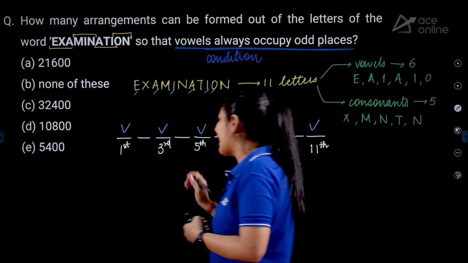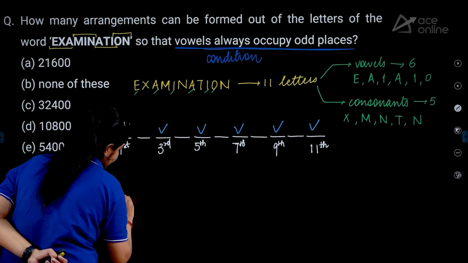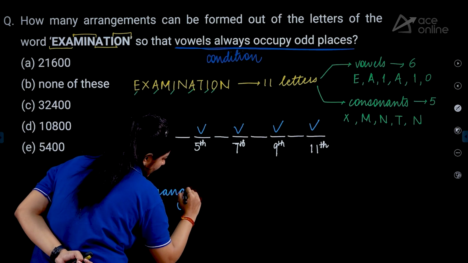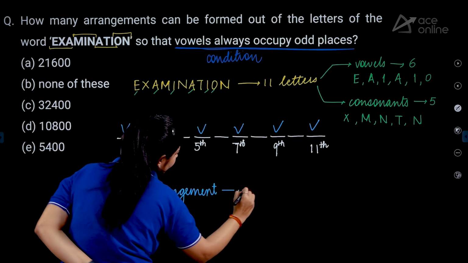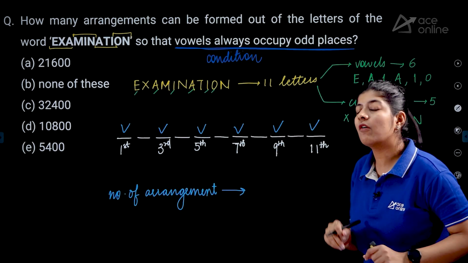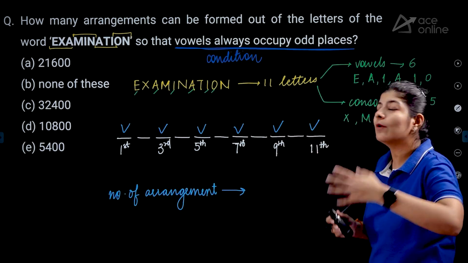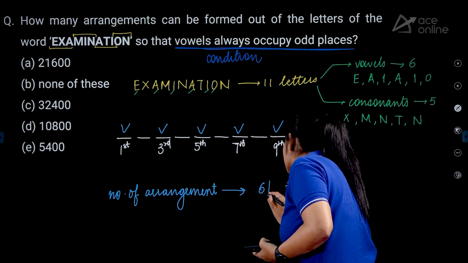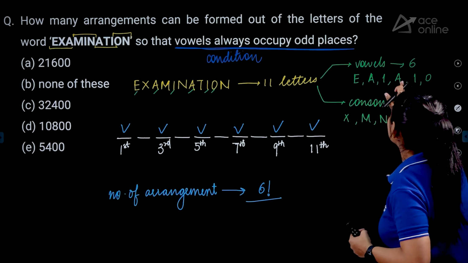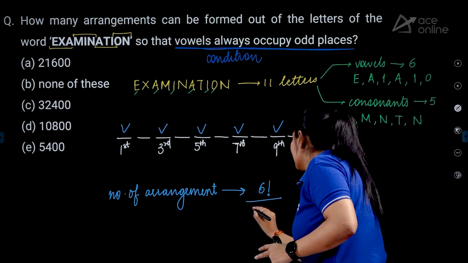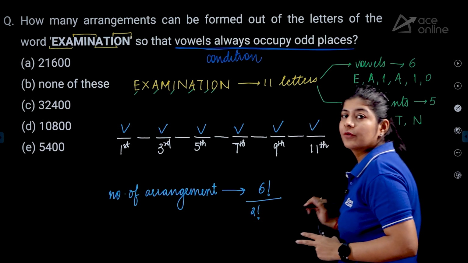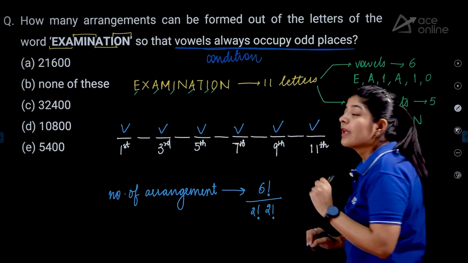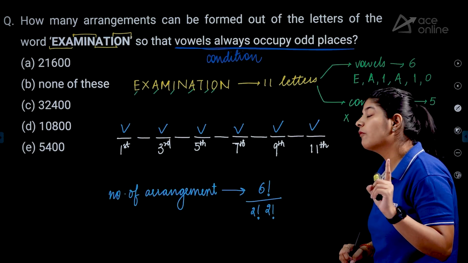6. So, if I have to find out the number of arrangements, how can I arrange my vowels? I am having 6 places and I am only having 6 vowels. So, I can arrange them in 6 factorial ways. But I know that here there are 2 A's. So, for that, I have to divide it by 2 factorial. I am having 2 I's. So, I have to divide it by 2 factorial. This is for the vowels only.